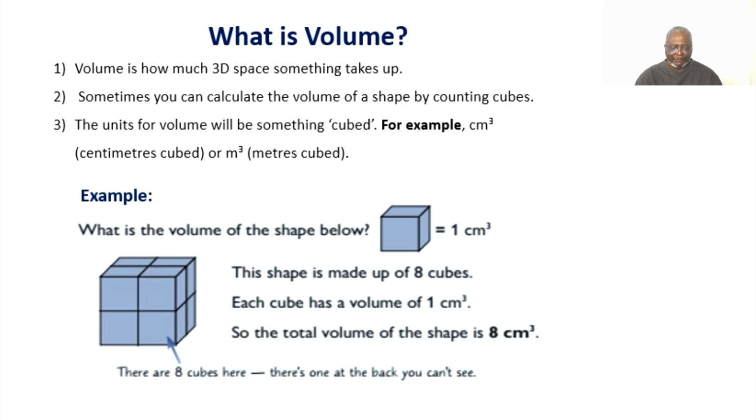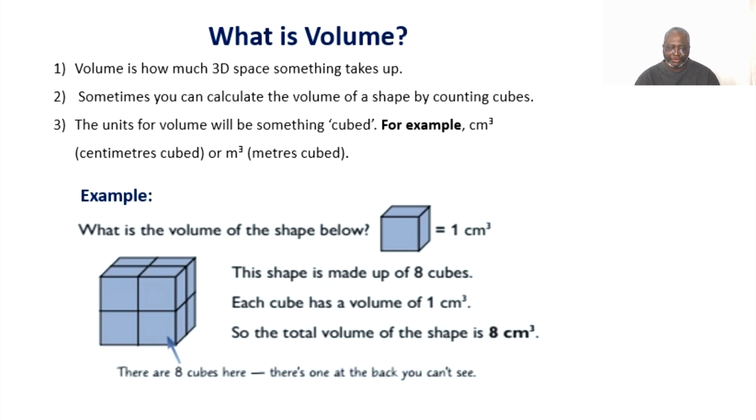Sometimes you can calculate the volume of a shape by counting cubes, just like you did for area. The only problem is, in area you count squares, not cubes. The units of volume will be something cubed. For example, 3 centimeters cubed, centimeters cubed or millimeters cubed or meters cubed, as the case might be. Look at this example. What is the volume of the shape below?